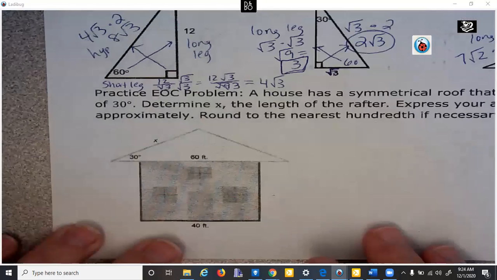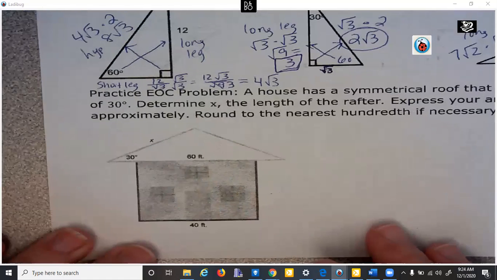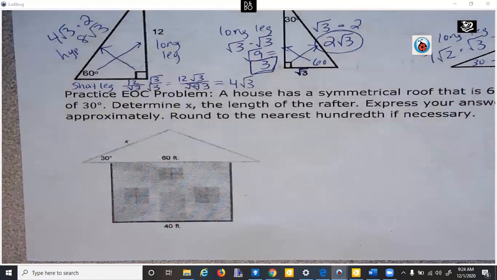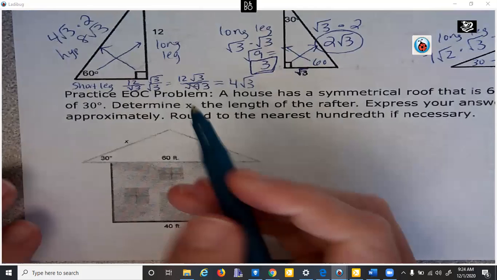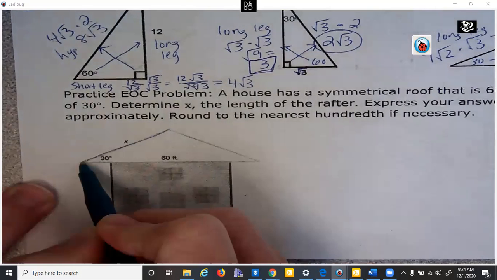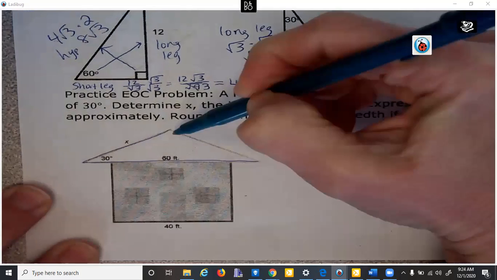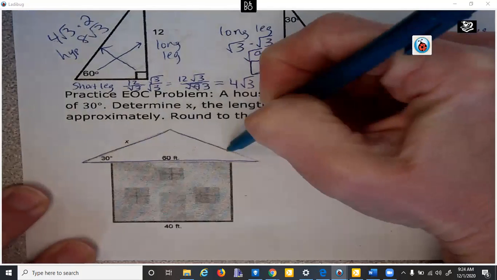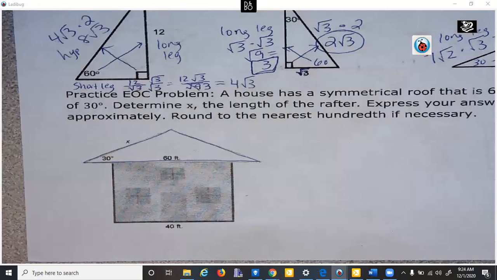All right, a house has a symmetrical roof that is 60 feet wide and has a pitch of 30 degrees. Determine X, the length of a rafter. Express your answer exactly and approximately, rounding to the nearest hundredth if necessary. Okay, is this a right triangle? No. Have they put a square to designate a right angle anywhere in that triangle? No, so you cannot assume that that is a right triangle, okay?